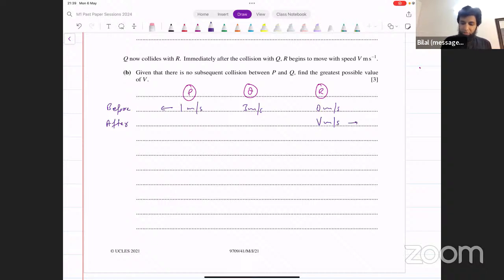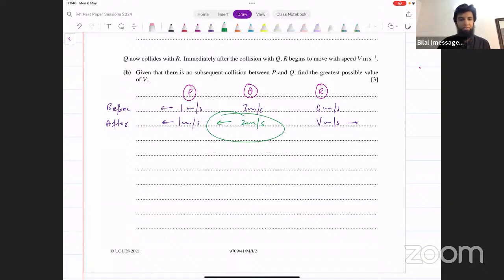Now, what's the greatest possible value of v such that there is no subsequent collision between P and Q? Now, they want that P and Q do not collide again. How can we make sure that P and Q do not have another collision? Think about it. After the second collision, if the speed of Q was 2 meters per second to the left, what would happen? P is still moving at 1 meter per second to the left, right? Because there's no other collision with P at this point. So if Q starts to move at 2 meters per second, is there going to be a collision?